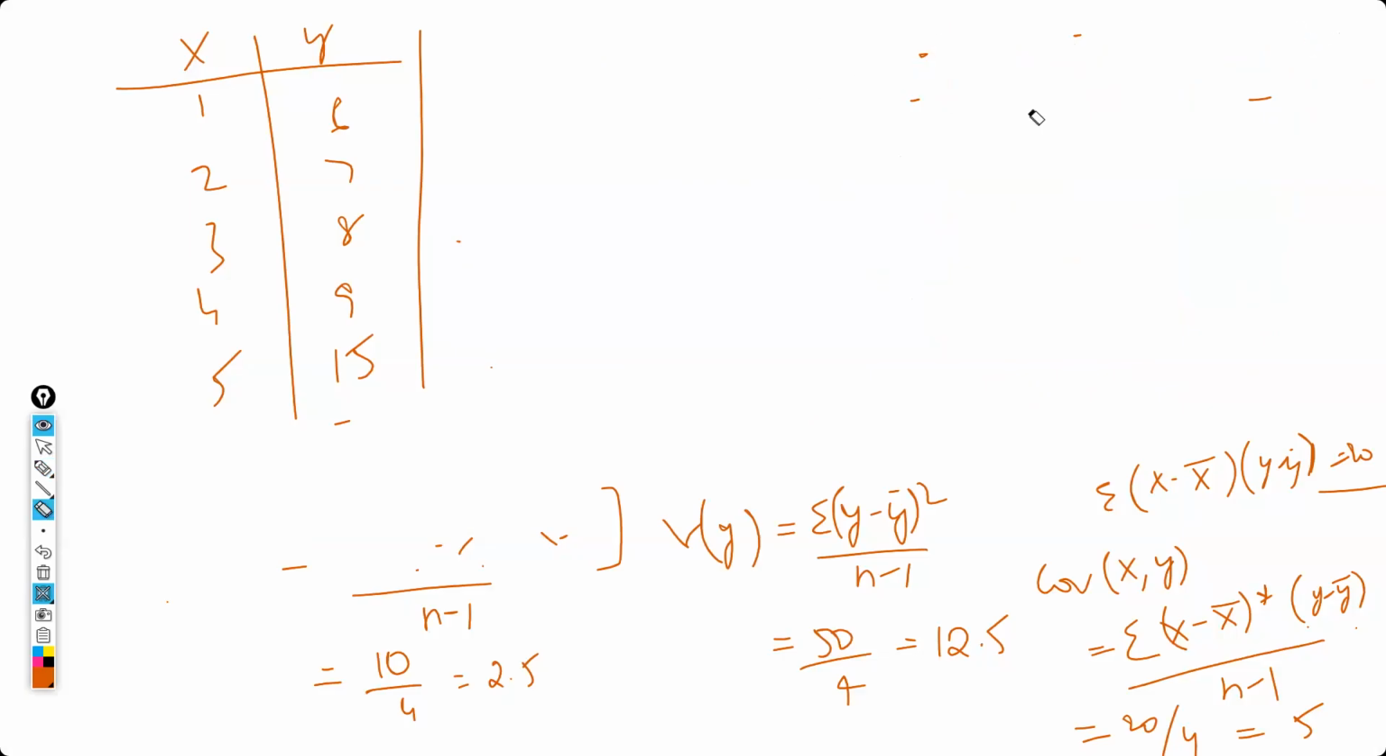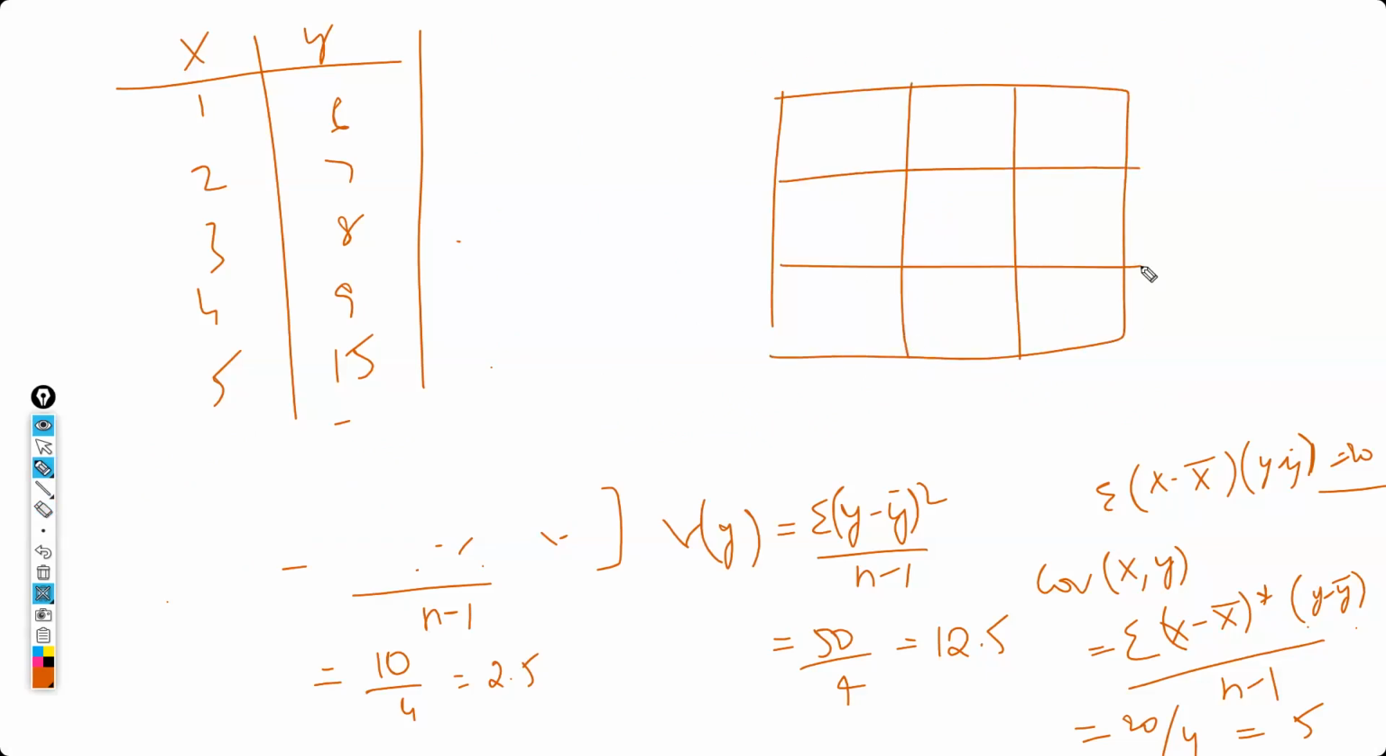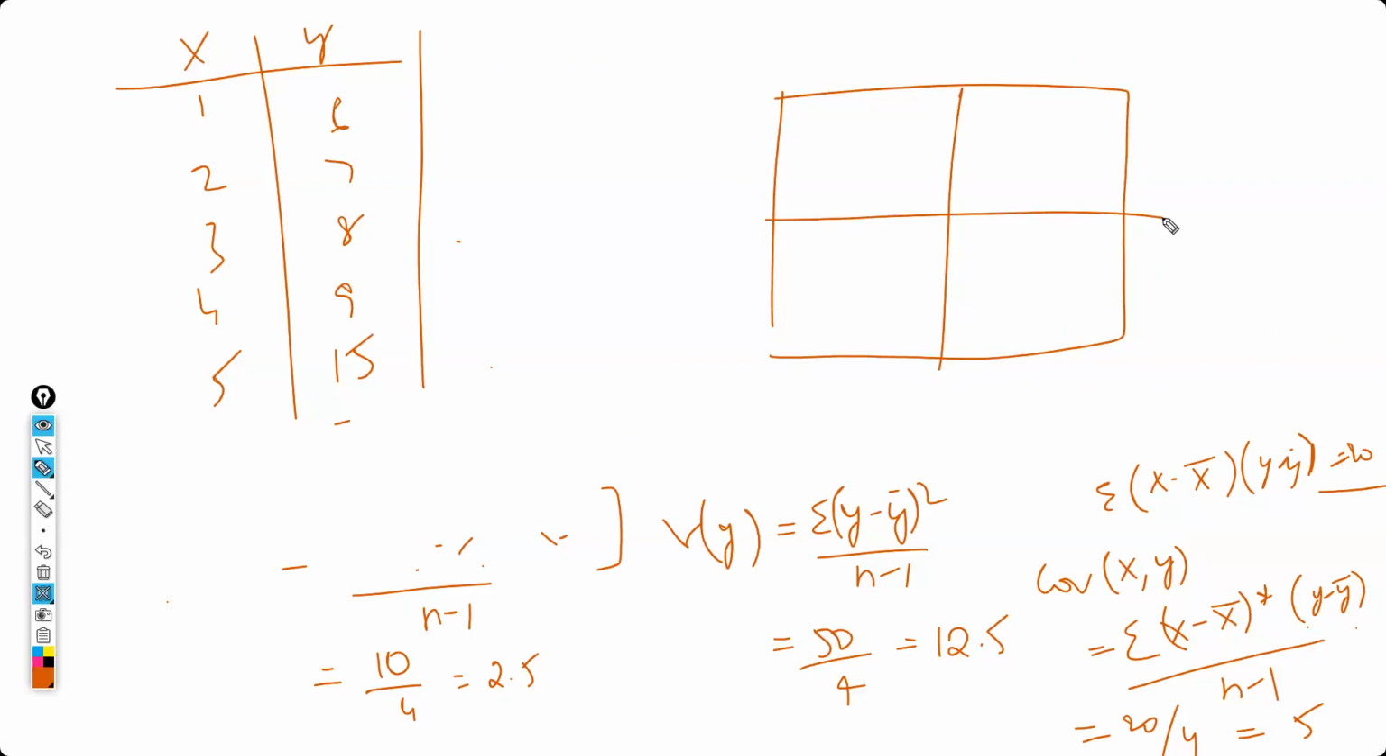In Python, the moment you give the covariance, it is going to give you a matrix. The output is going to be a matrix of as many variables as there are. Two variables, so you get a 2 by 2 matrix. 3 variables means 3 by 3, 10 variables means 10 by 10, 20 variables means 20 by 20. On both sides, you take the variables.